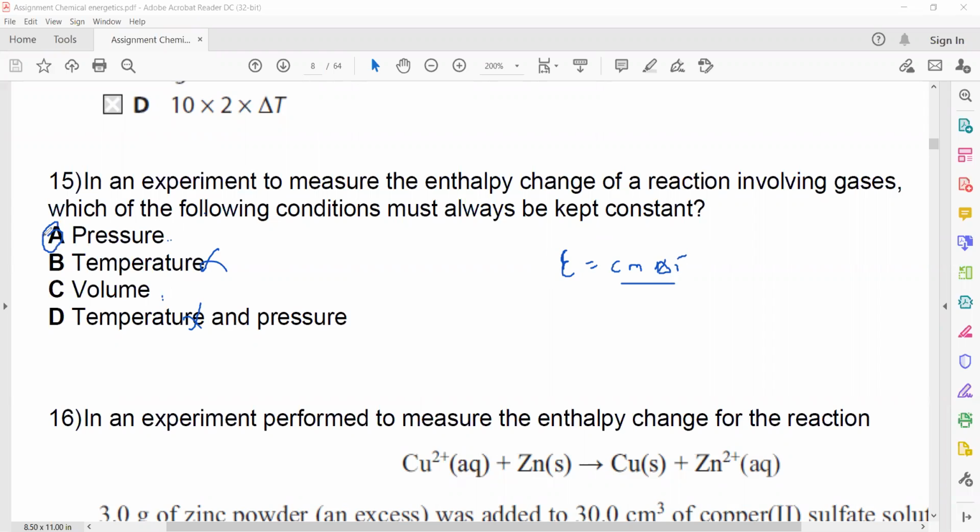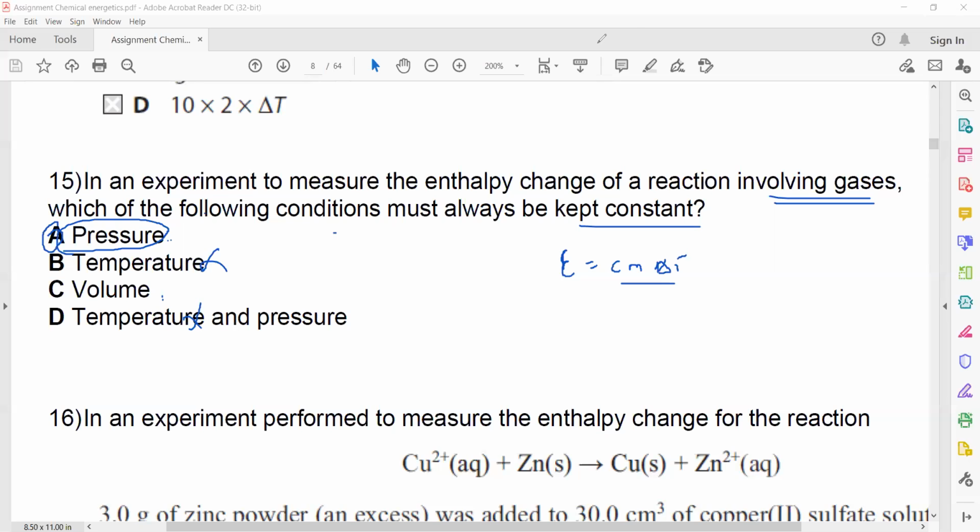Because if we change the pressure, volume and pressure are inversely proportional to each other. But if we change the pressure, we can change the temperature as well, as temperature and pressure are directly proportional. That is why we should keep the pressure of the gas constant. So in an experiment to measure the enthalpy change of a reaction involving gases, which condition must always be kept constant? The pressure should be kept constant.